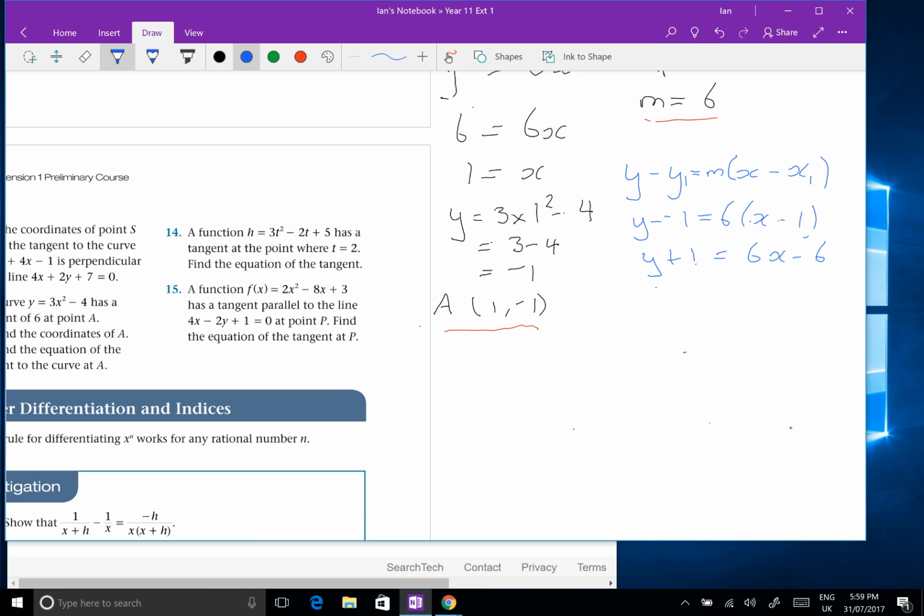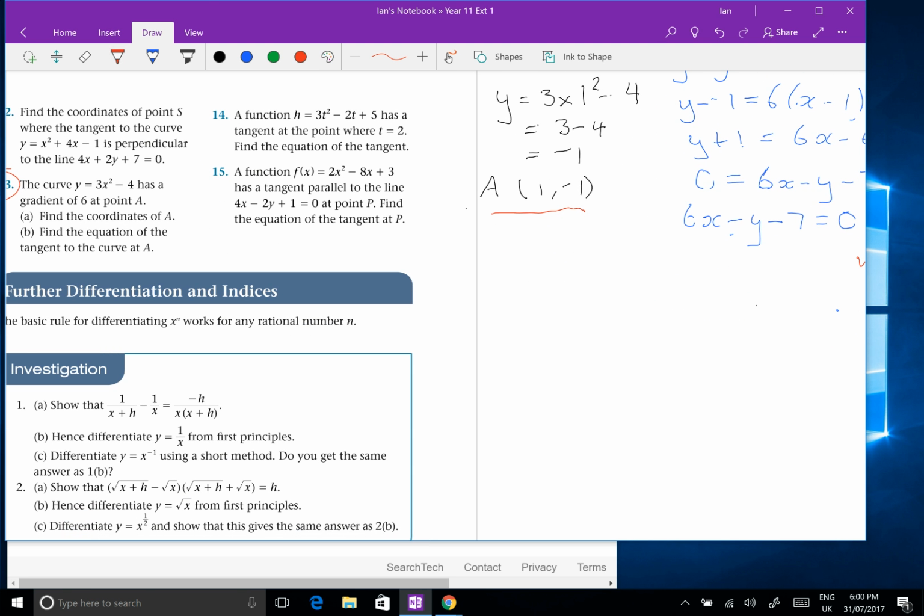Bring everything over, so I'll get 0 equals 6x minus y minus 7. And if I want to write that so that everything's in the general form with zero on the other side, 6x minus y minus 7 equals 0. And I look at the answers and I see that's correct.